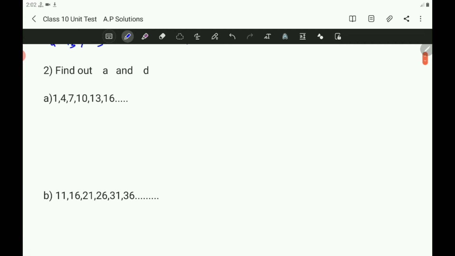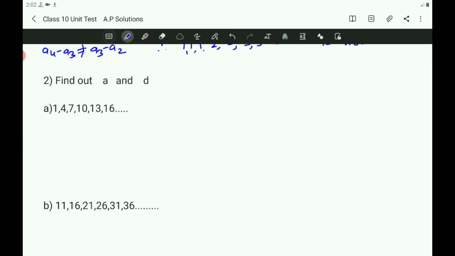Next you take the second question: find out A and D. It is an AP. A is nothing but the first term, and D is the common difference. So A is A1, the first term. You can directly write A equals 1. Next, D equals A2 minus A1, second term minus first term. A2 is 4 and the first term is 1. 4 minus 1 equals 3. So you got A equals 1 and D equals 3.